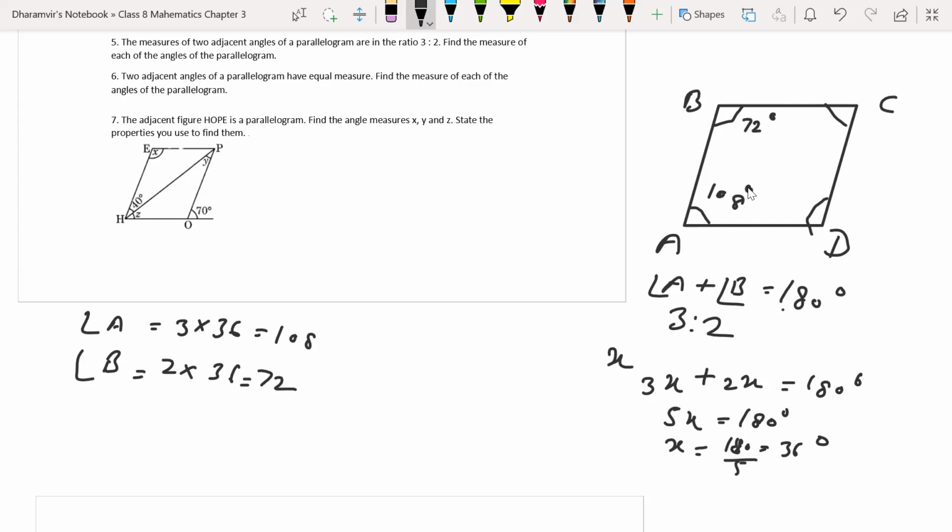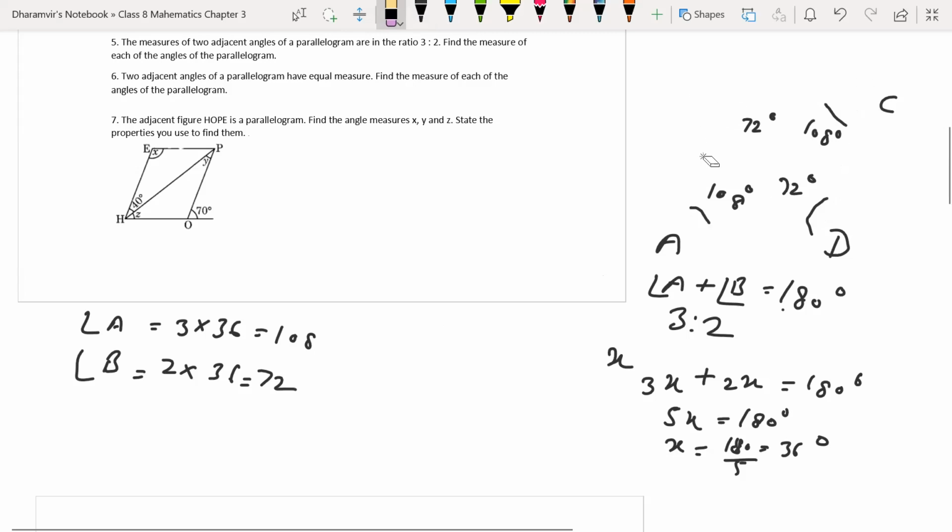We know that the opposite angles in a parallelogram are always equal. So according to this property, C is 108. D is the opposite of B, hence D will be 72 degrees. So this is the solution of question 5. I hope you understand it well. Now, let's come to the next question.